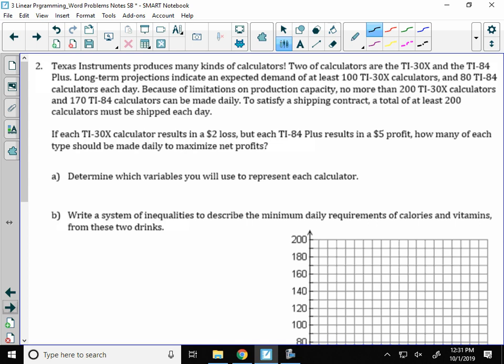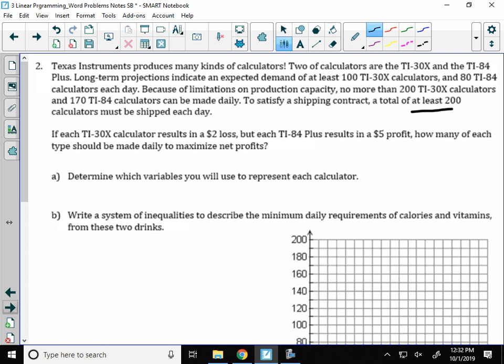Because of the limitation on production capacity, meaning they can only make so many, they can't make more than 200 of these little calculators, and they can't make more than 170 of graphing calculators in a day. But they have a contract, and their contract says they have to ship at least 200 total calculators every day. Okay, so you have a lot of numbers there, a lot of words.